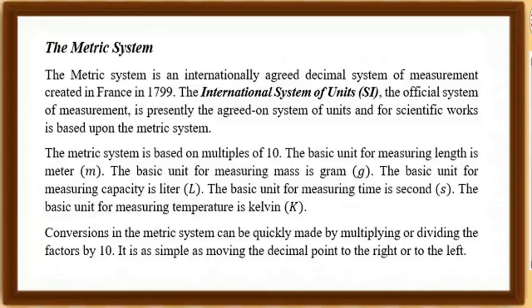Conversion in the metric system can be quickly made by multiplying or dividing the factors by 10. It is as simple as moving the decimal point to the right or to the left.